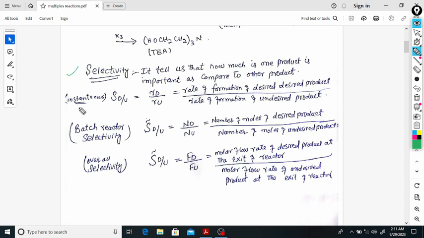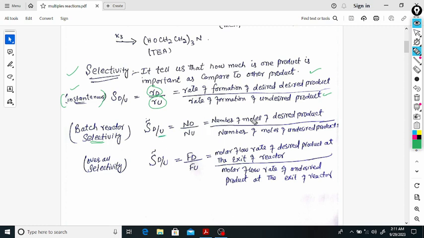And there are three types of selectivity. One is the instantaneous selectivity, which is denoted by S of D over U, where D is the desired product and U is for the undesirable product. The selectivity of desired product over undesirable product is equal to the rate of formation of desirable product with respect to the rate of formation of undesirable product at any time. It is called the instantaneous selectivity.